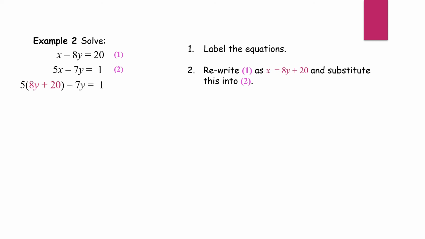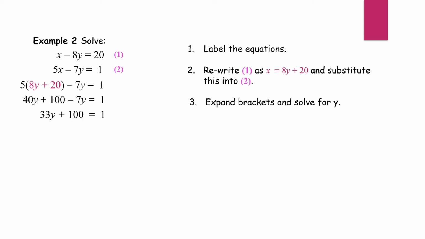And that gives us 5 upon 8y plus 20, take away 7y equals 1. We're going to expand the bracket, and then we can solve for y. So that gives us 40y plus 100 minus 7y equals 1. Collect our like terms gives us 33y plus 100 equals 1. Now we're going to take away 100 from both sides to get 33y equals negative 99. And then we're going to divide both sides by 33 to get y equals negative 3.